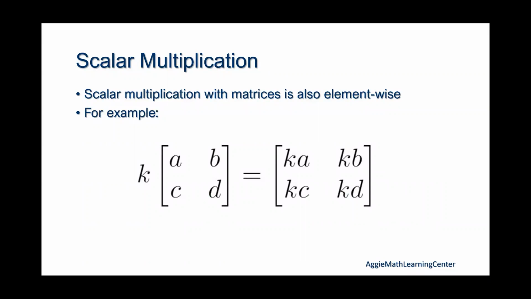Then if you're multiplying by a scalar, so if you have a matrix and you just want to multiply by a number, you just multiply each entry by the same number. So you end up with the product of the scalar and each entry in your resulting matrix. It's kind of like you're just distributing it into every number in the matrix.